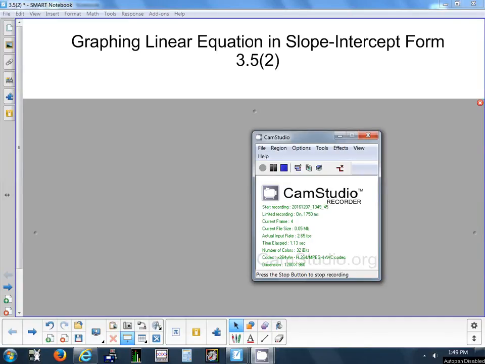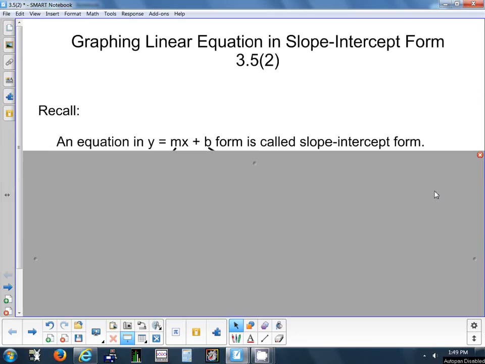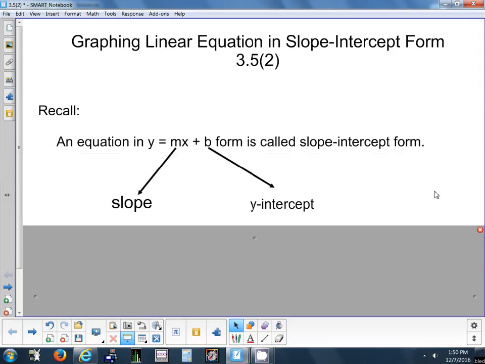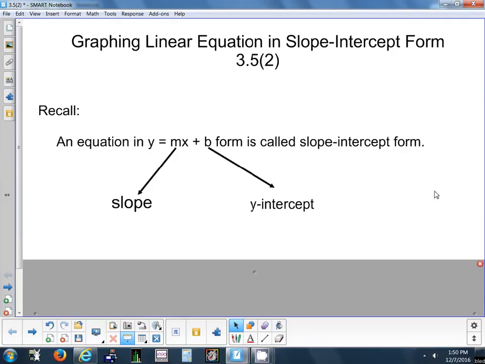All right, so we'll finish up section 3.5, but first I just want to make sure everybody remembers slope-intercept form. Okay, y equals mx plus b. We did it yesterday, but what does the m and what does the b stand for? Liam? M stands for the slope and b is the y-intercept. Yes, m is the slope and b is the y-intercept.